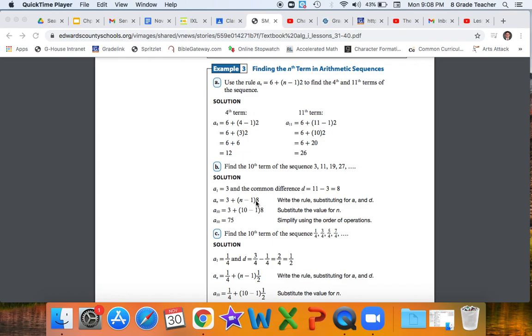1 that's being multiplied. It asks us to find the 10th term, so I plug in 10. 10 minus 1 is 9. 9 times 8 is 72, plus 3 equals 75.